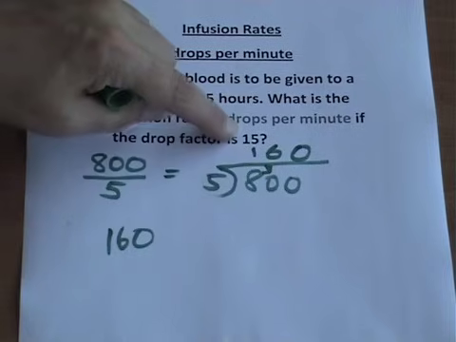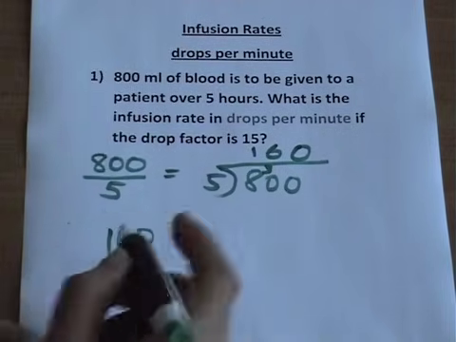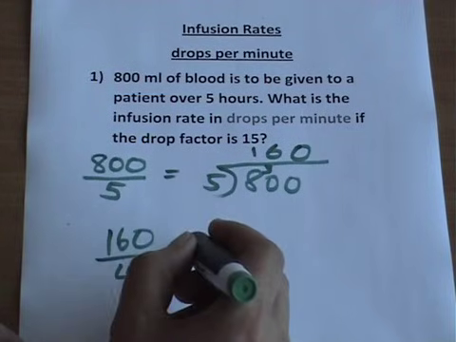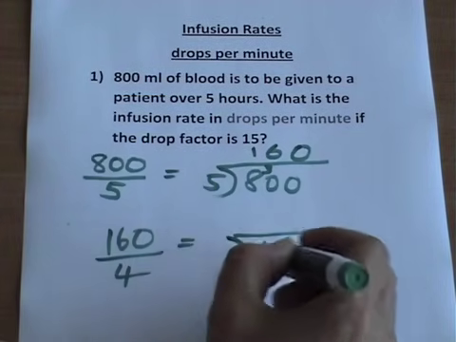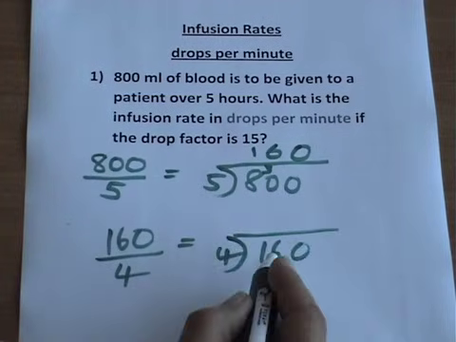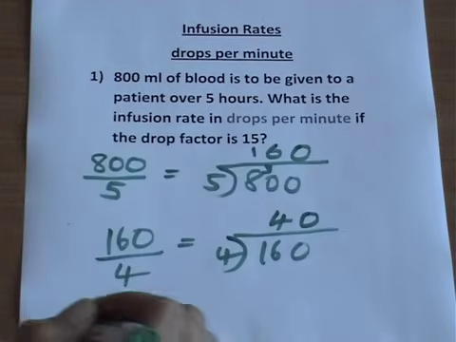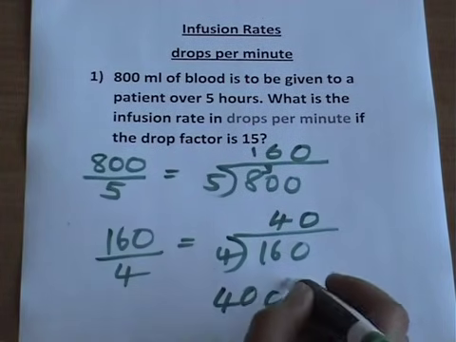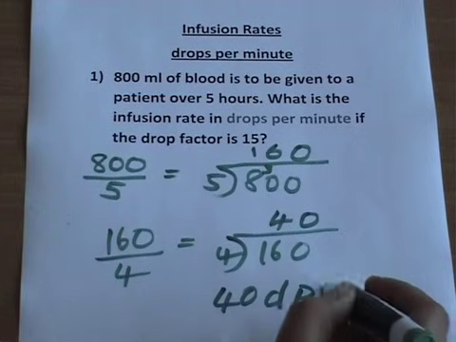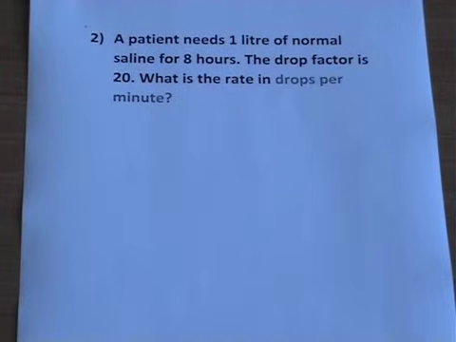And now, because my drop factor is 15, as we've seen, I just need to divide by 4. And this one's very easy. 4s into 16 goes 4, and don't forget the 0 at the end. And so our answer is 40 drops per minute. Nice and easy. Okay, let's look at question number 2.